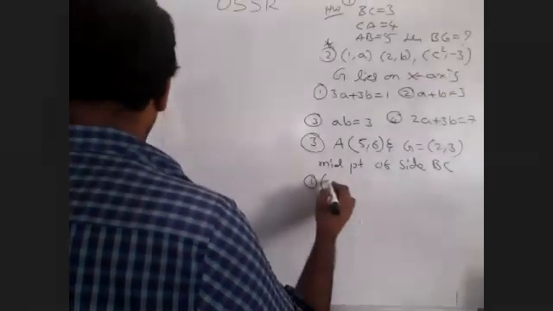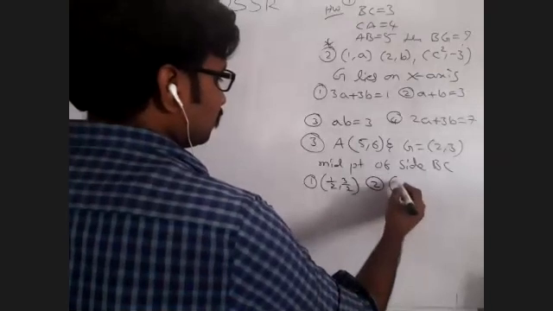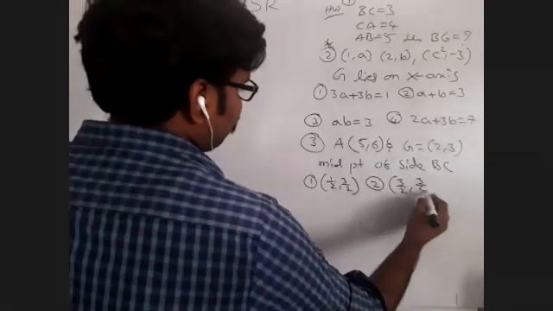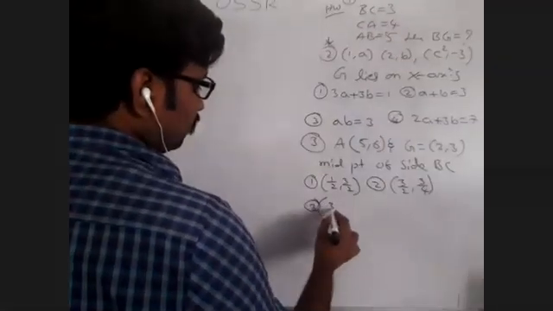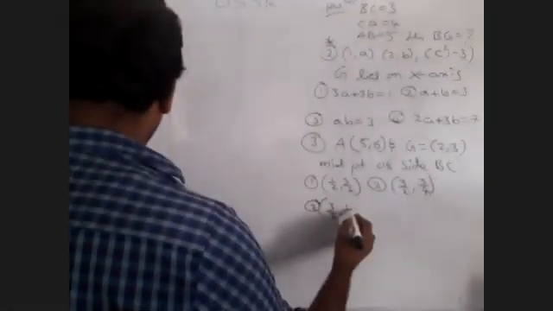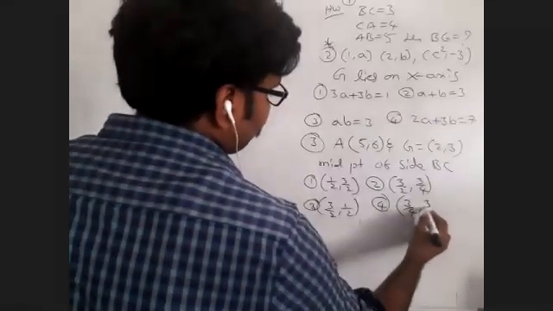First option, 1 by 2, 3 by 2. Second option, 3 by 2, 3 by 4. Third option, 3 by 2, 1 by 2. Fourth option, 3 by 4, 3 by 2. These are the options.